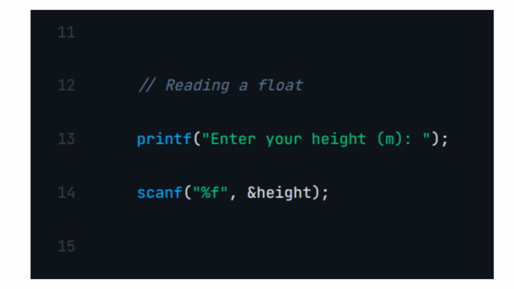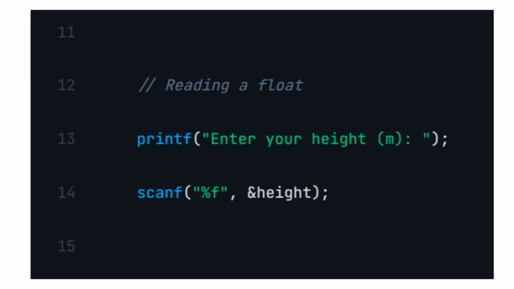And on line 14, we have our scanf again. But notice something different this time. The format specifier is %f instead of %d. That's because height is a float variable, remember? It stores decimal numbers. So we use %f to tell scanf, hey, expect a decimal number this time. And then after the comma, we have &height, meaning store whatever the user types into the height variable.